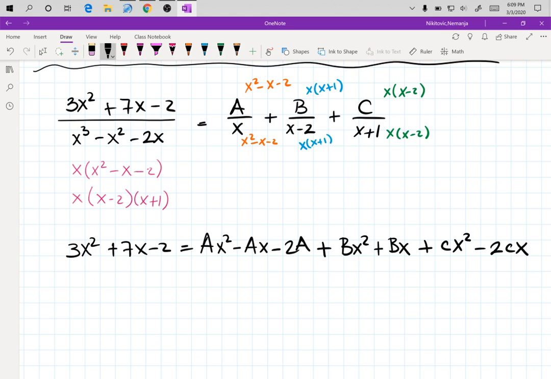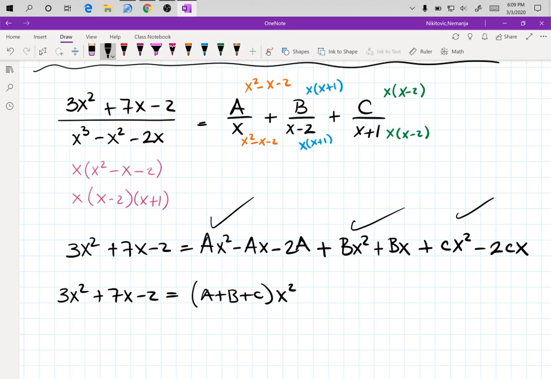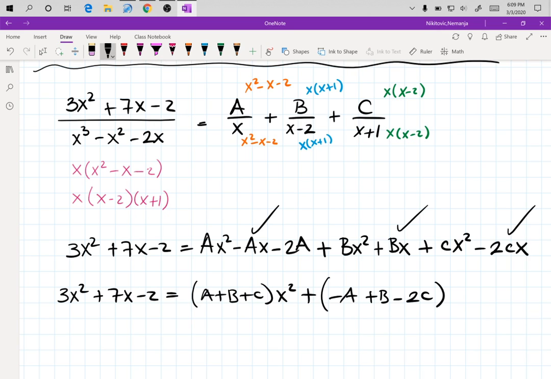Now we do the factoring. 3x squared plus 7x minus 2 equals 2. Now we need all of the ones that have x squared. Well, that's simply a plus b plus c, x squared. Those are done. Now I need plus all of the ones that have x's. This one has an x, this one has an x, this one has an x. So negative a plus b minus 2c. And finally, the constant terms. Well, there's only one constant term, negative 2a.